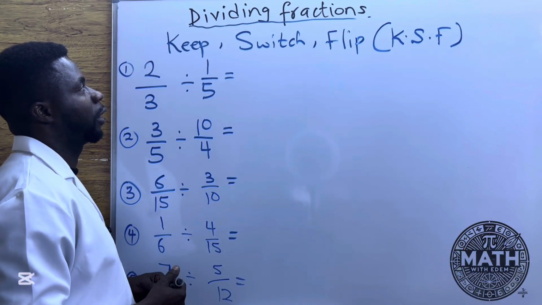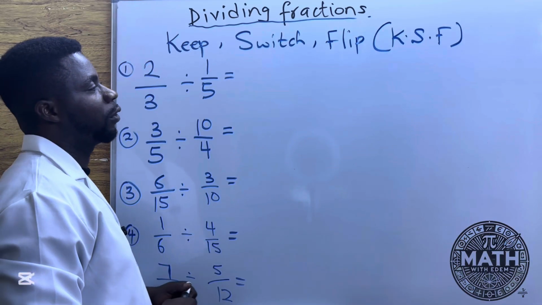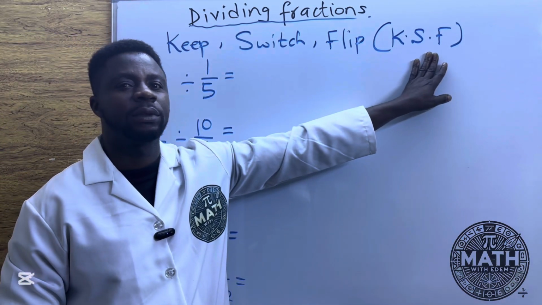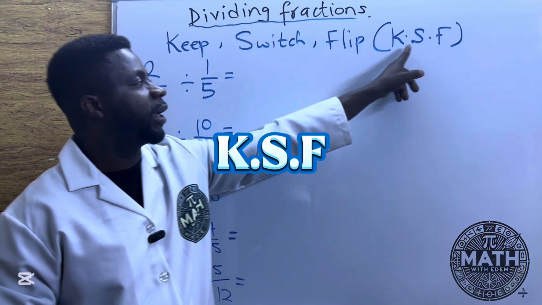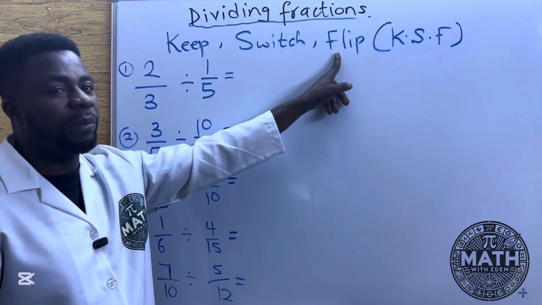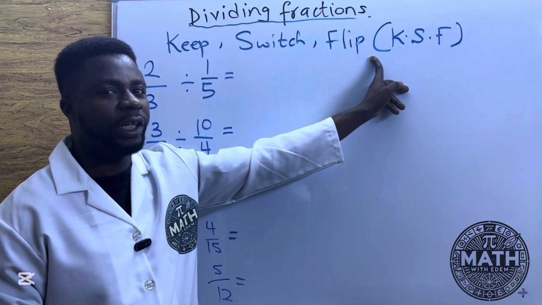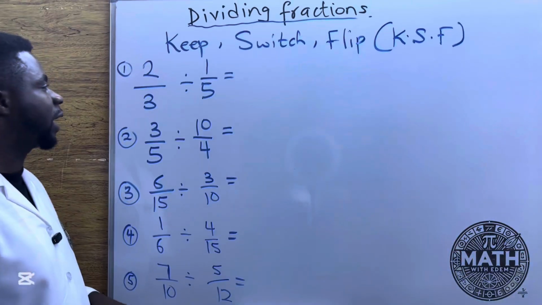In this tutorial, we are going to be looking at dividing fractions. We're going to follow three basic steps. It's called the KSF. The K means keep, S means switch, and F means flip. So we are going to follow keep, switch, and flip. These three basic steps. So let us begin.